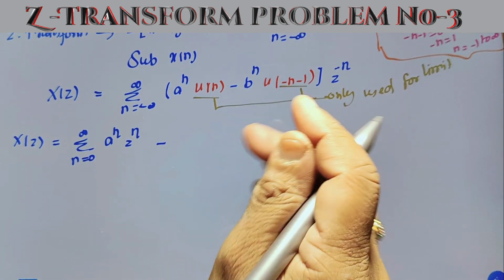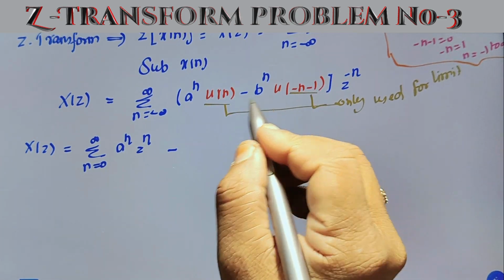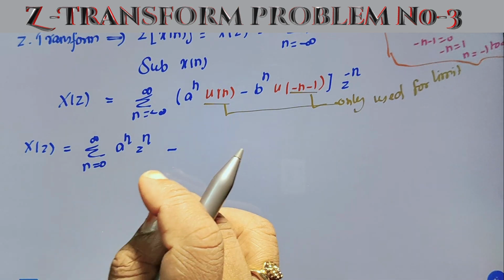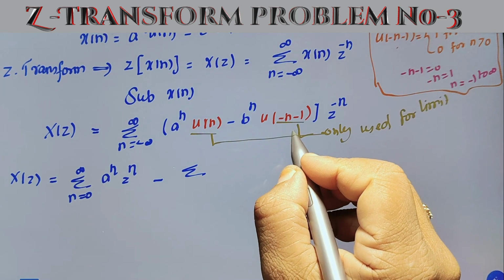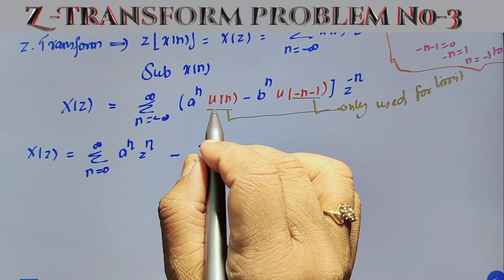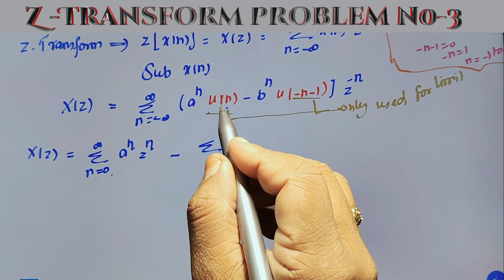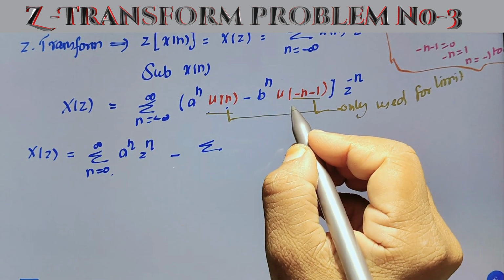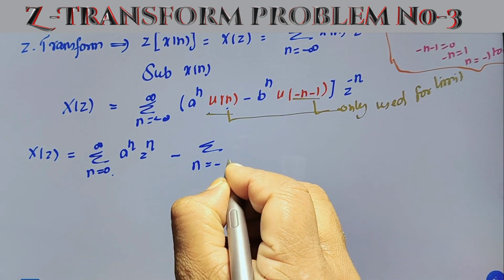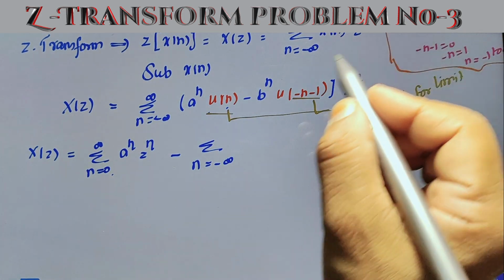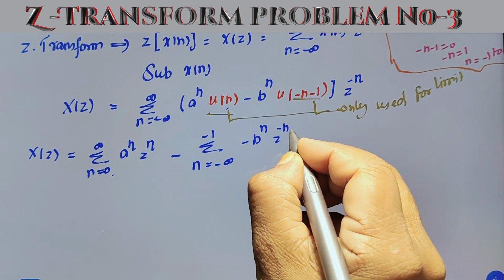Next, minus. You have to split that term, okay, because there is a minus sign in between. So you have to split the single term into two terms. So that is first term minus second term, likewise, okay. Summation here also, see the limit for the second term. For the first term, we know u of n ranges from 0 to infinity. So 0 to infinity here. For the second term here, u of minus n minus 1. So here the limit n equal to minus infinity to infinity can be replaced by minus infinity to minus 1. Minus b power n into z power minus n.